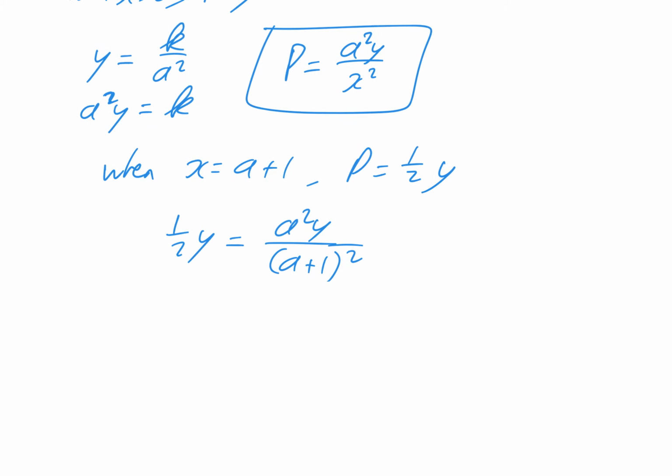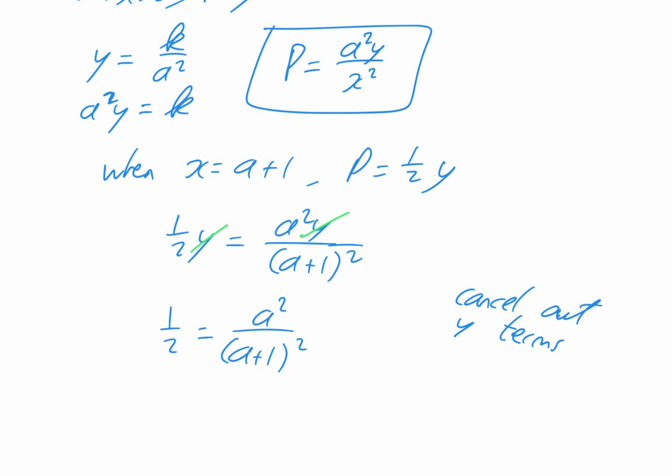Now this is pretty tricky, so what we could do to make life easier is cancel out the y terms. So I'll just show you what I mean here. This y cancels on the left and this y cancels on the right. So you're left with just a half is equal to a squared over a plus 1 squared.